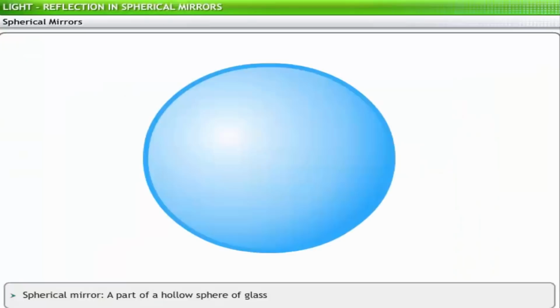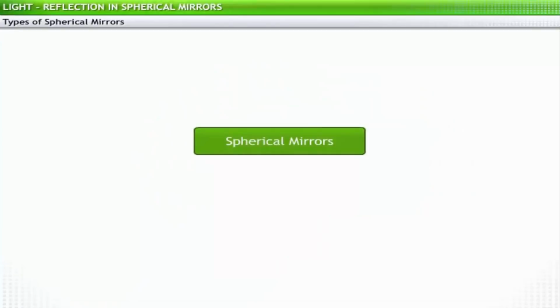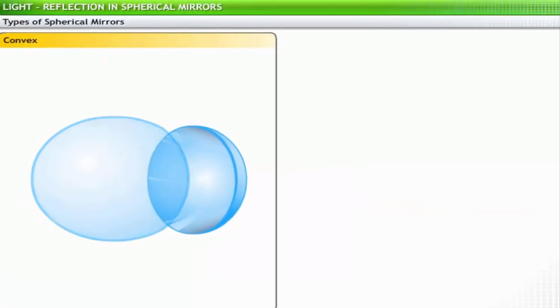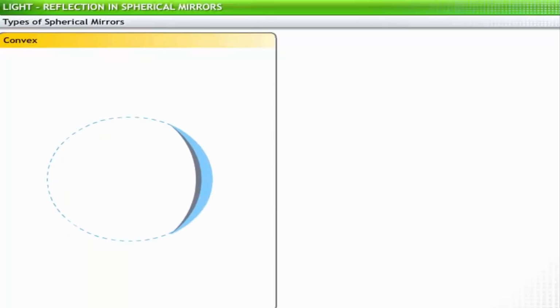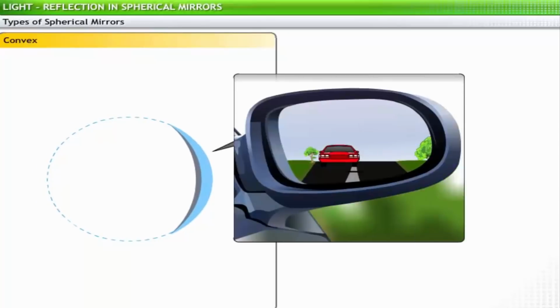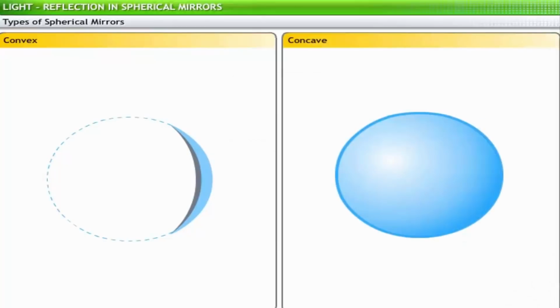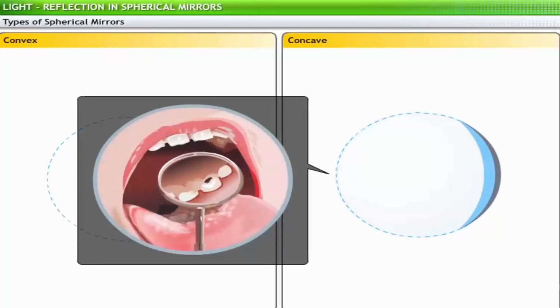A spherical mirror is made from a part of a hollow sphere of glass. In other words, it is a plain glass bulging inwards or outwards. Spherical mirrors are further classified as convex and concave mirrors. A convex mirror reflects light from its outer spherical surface and has a silver coating on its inner surface. Convex mirrors are usually used as rear-view mirrors in automobiles. A concave mirror reflects light from its inner spherical surface and has a silver coating on its outer surface. Dentists usually use concave mirrors to examine teeth.